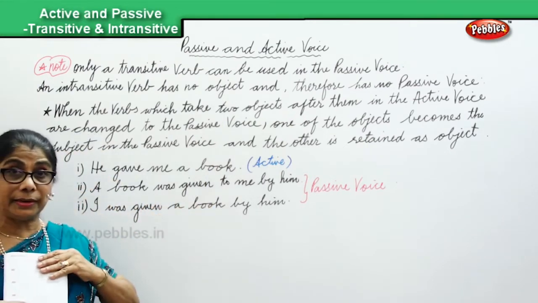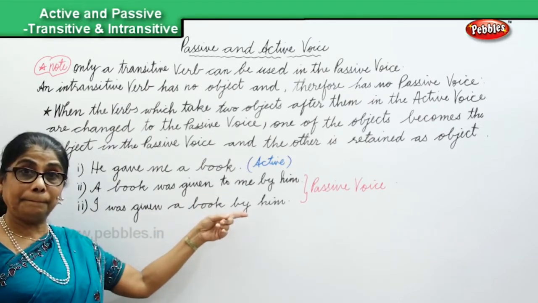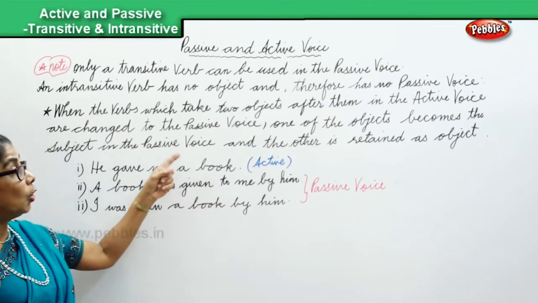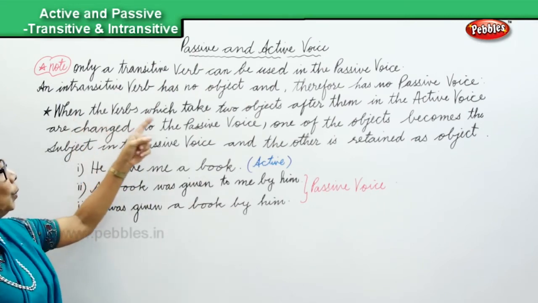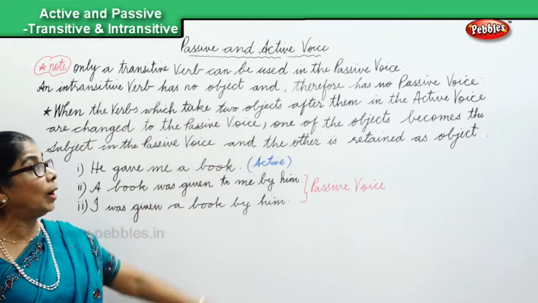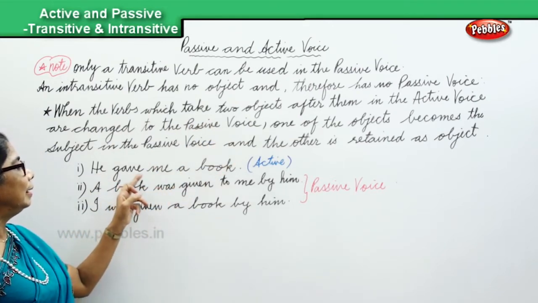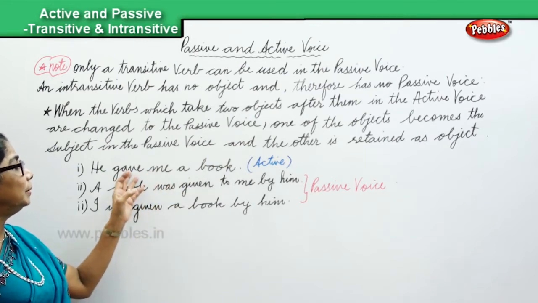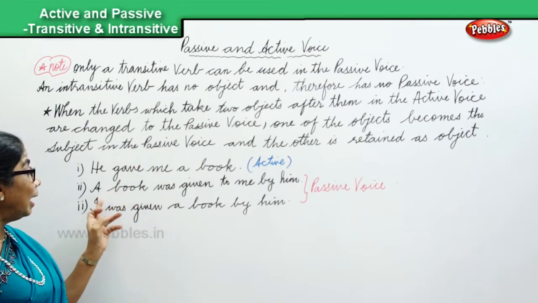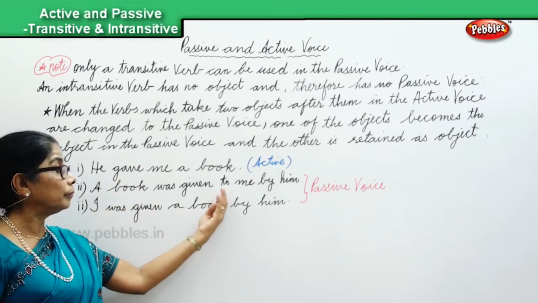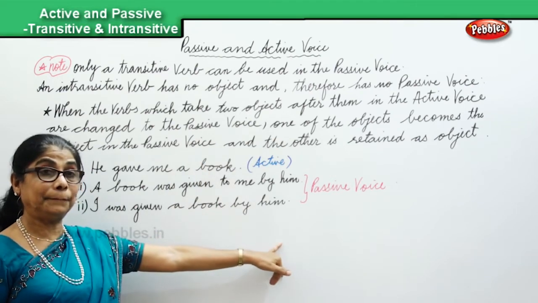I was given a book by him. Okay? We are talking about when the verbs take two objects, one after the other. Look at that. Now, he gave me a book. Here, I was given a book. That's enough. By him. You see?